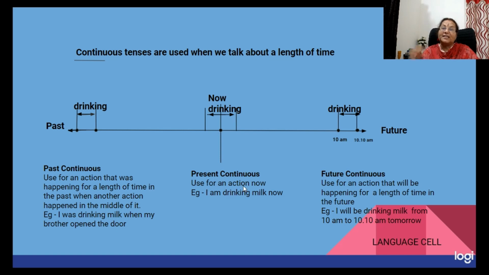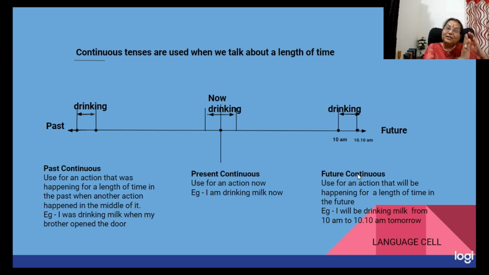Used for an action now. I am drinking milk now. Drinking. I am talking to you. You are listening. You are watching. Continuous tense: something that's happening now. I am drinking. You are watching. You are listening. Got it?